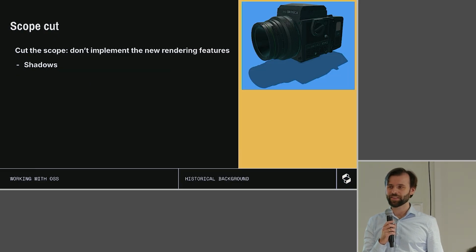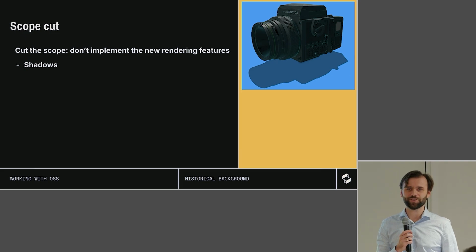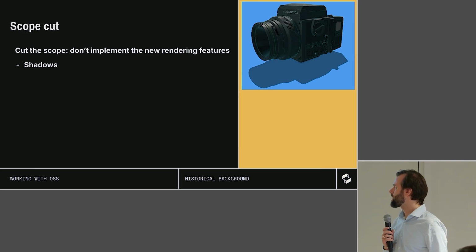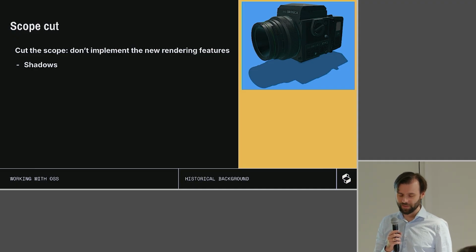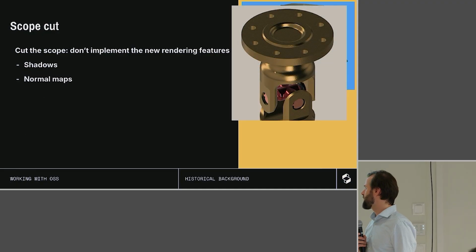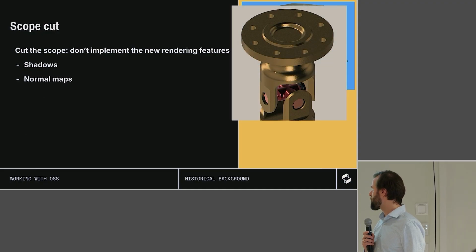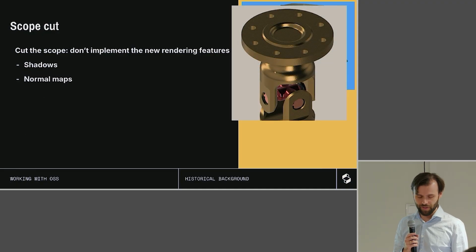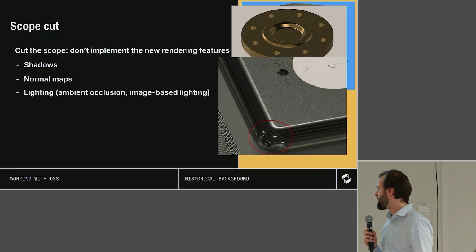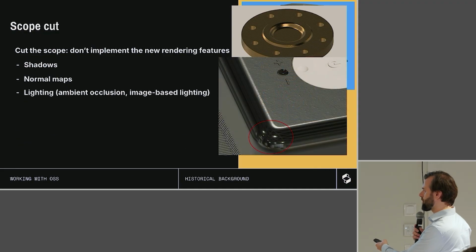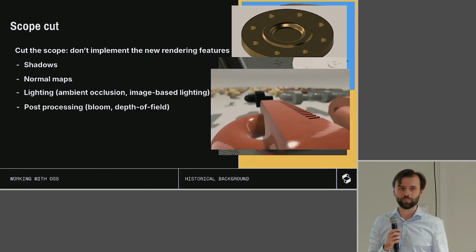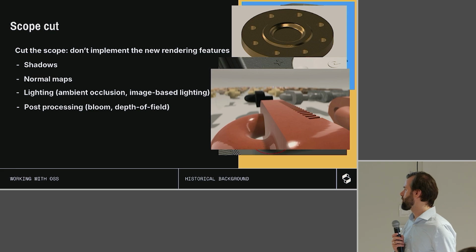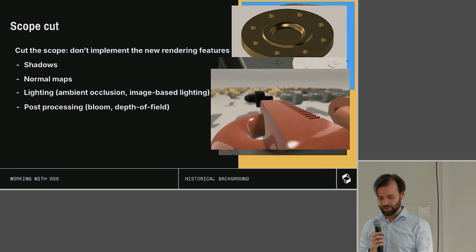We cut the scope, and ironically, we cut the rendering features from this rendering heavy display mode. That means we weren't going to implement shadows in our application or new material parameters like normal mapping or new lighting effects like this reflection you see on the corner or new post-processing effects like depth of field. We didn't want to implement any of these.